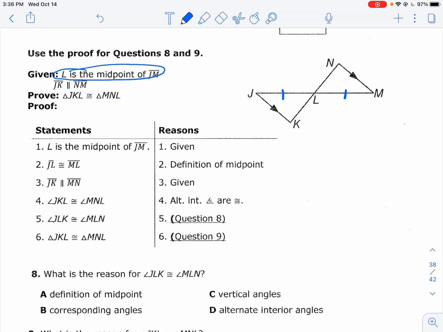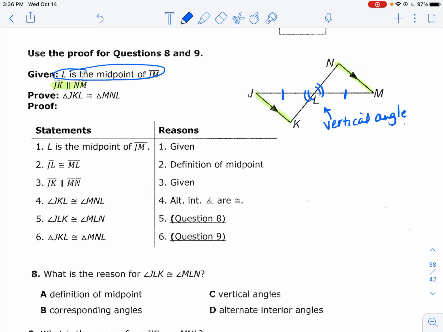JK is parallel to NM. Okay, so that's what we're looking at here. JK is parallel to NM. That's also given. I'm going to mark one other thing. I don't know if I need it or not, but I've got vertical angles.